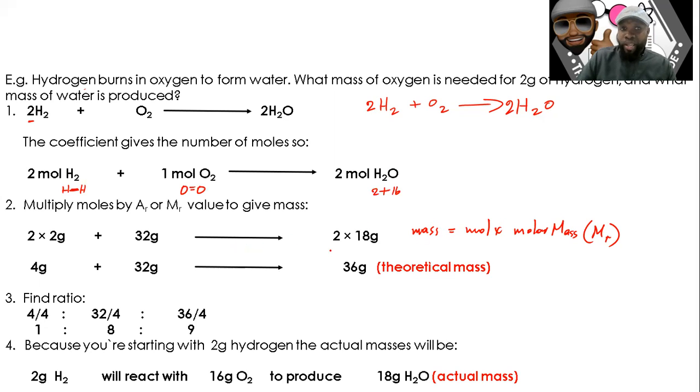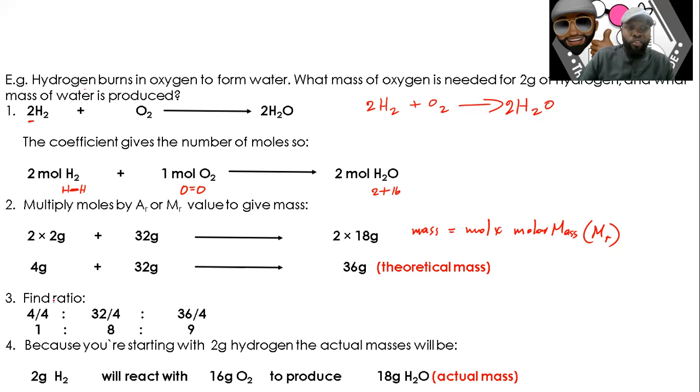Now I need to use these relative atomic masses to calculate the mass of my substances. That is given by multiplying the number of moles by the molar mass. Molar mass of hydrogen is 2 grams. Number of moles of hydrogen is 2. So 2 times 2 gives me a mass of 4. Mass of oxygen is exactly 32 because you've got 1 mole of oxygen. So 1 times 32 gives you 32. The molar mass of water is 18, and I've got 2 moles of water. So 2 times 18 gives me 36 grams of water.